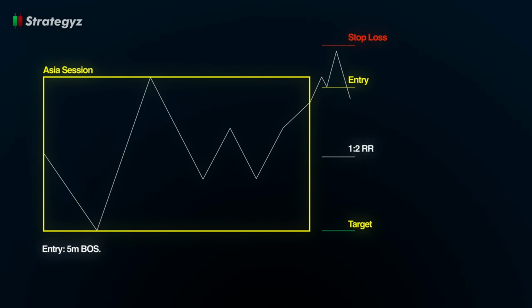If the price is somewhere here, there's a very high chance that it's going to take out Asia lows. But again, just to keep it very simple, I recommend starting with 1:2. And of course, later on in the future, if you get more confident with it, you can increase the risk-reward as well.